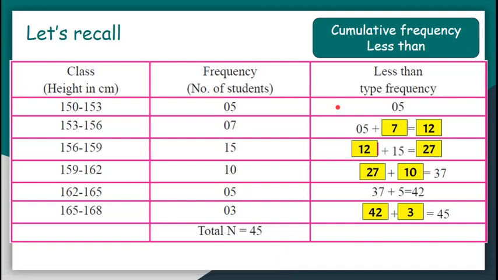इसका मतलब क्या होता है? If I have to ask how many students in the class have height less than 153, the answer is 5. If I had to ask how many students in the class have height less than 159, तो क्या होगा? हाइट less than 159 तो इन सारों का है और यही सारा ऐड करके हमें 27 मिला है. It means 27 students have height less than 159. So this is the meaning of cumulative frequency. We need to know this in order to move ahead with the median question. So make sure you draw this table and understand how to calculate cumulative frequency less than type.